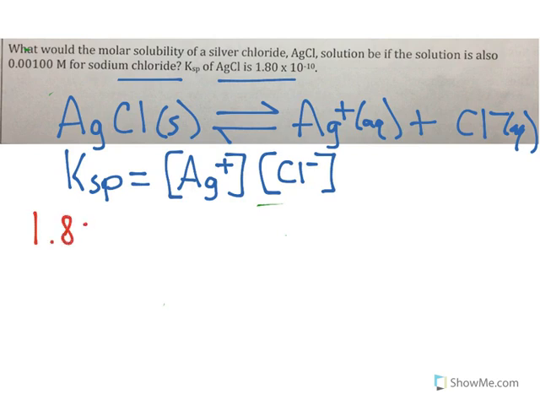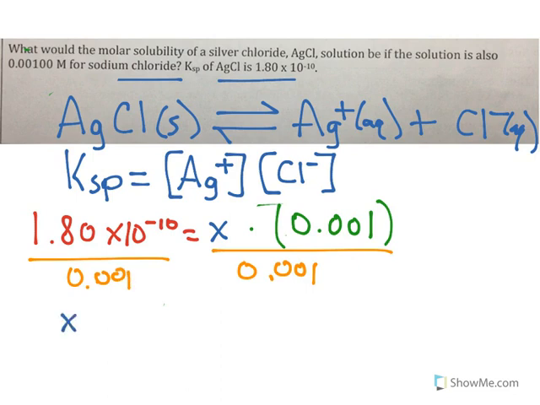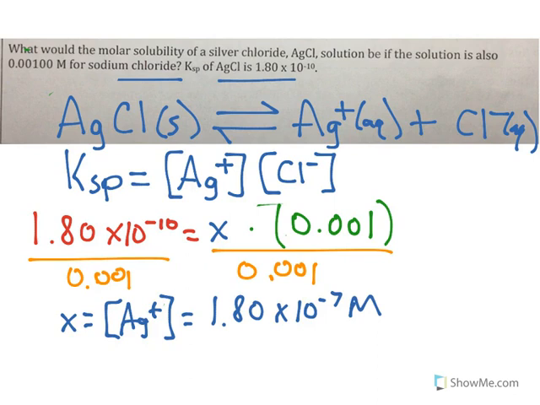This KSP is 1.80 times 10 to the negative 10th equals my silver concentration, which I don't know, times my chloride concentration, which is 0.001. This is a super simple algebra equation to solve. We just divide both sides by 0.001. And in this case, X, which is the silver ion concentration, is equal to 1.80 times 10 to the negative 7th molar.